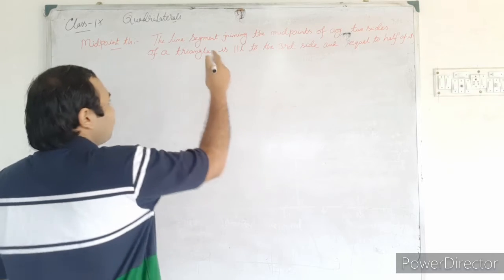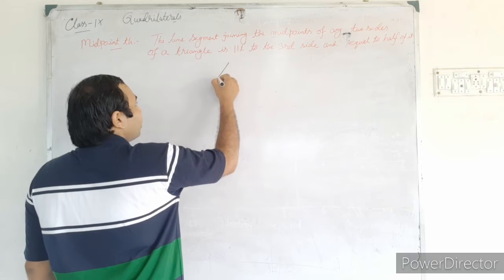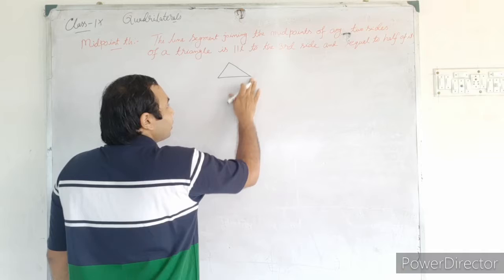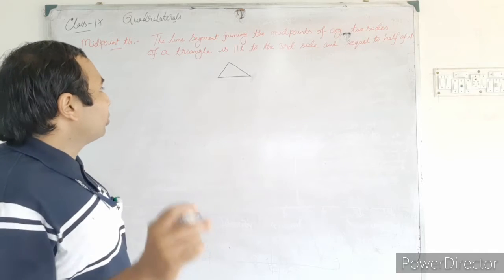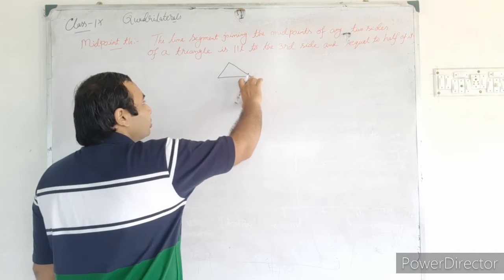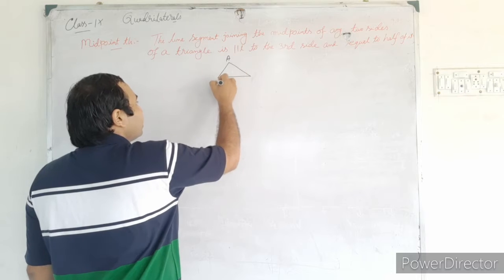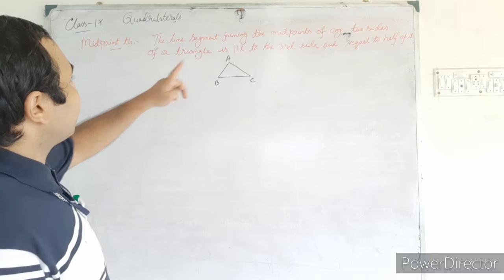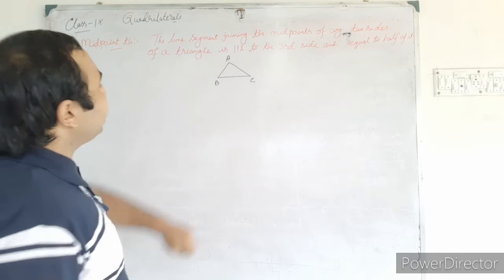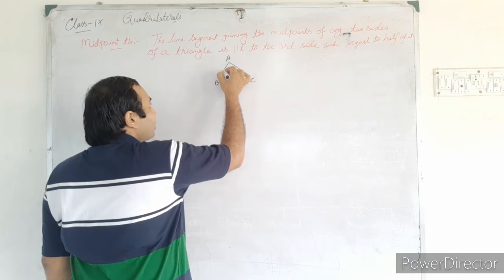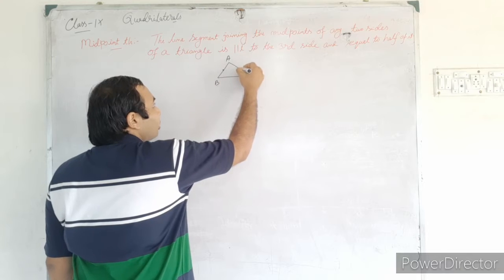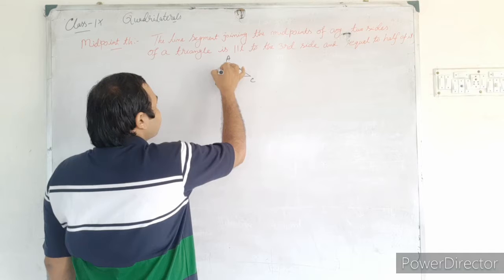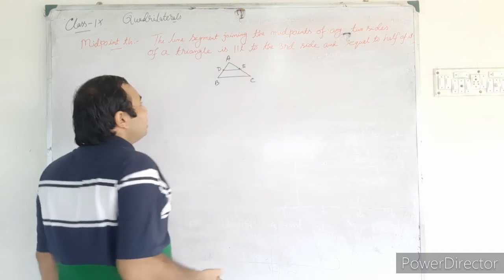Obviously, first of all we have to draw the figure. As I have told you, the figure will be a scalene triangle if no information is given about the triangle. So it is triangle ABC. The line segment joining the midpoints of any two sides: let us take the midpoint of AB as D and the midpoint of AC as E, and let us join them.